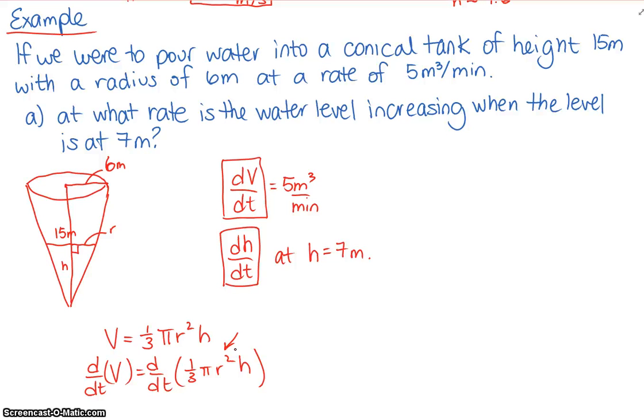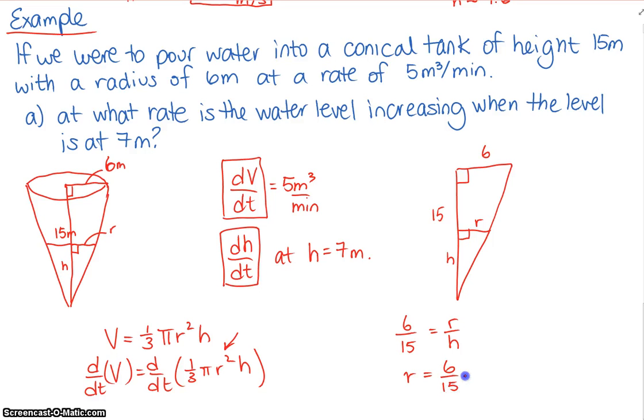Well, if we look at our diagram, we actually have similar triangles. Smaller triangle, larger triangle, they have the same ratios. So the 6 to 15 is related to the radius to our height of the smaller triangle. You can set it up as 6 to 15 is equal to r to h. So if we isolate for r, r equals 6 over 15 times the height. We can plug that in and use that as part of this equation. So now we're down to the two things that we want to work with.